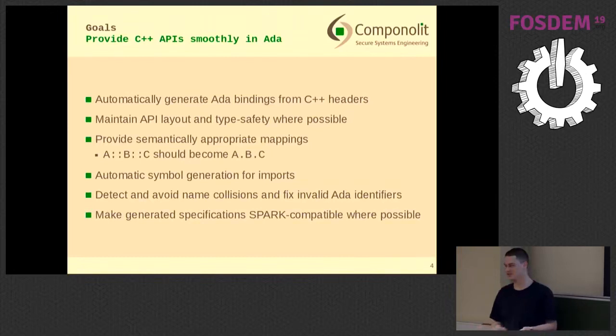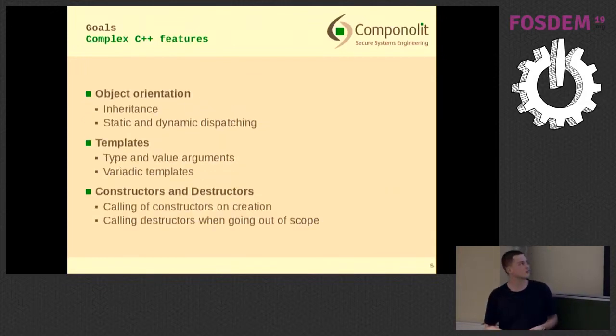Also, we need to automatically generate all the import linker symbols. And we have to detect name collisions, because if I have a variable that is called begin in C++, this won't probably work in Ada because it's a keyword. So we have to get that out of the code or rename it in a valid way. And also, since we are often working with SPARK, the generated bindings should be as SPARK compatible as possible. So if we use function pointers in C++, we won't get SPARK code. But for a normal class that doesn't use these things, SPARK is possible.